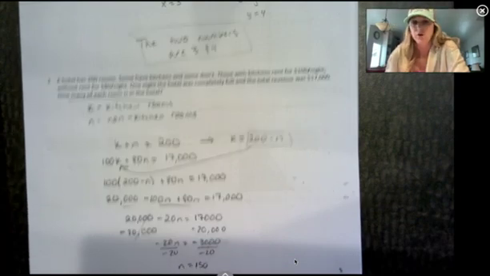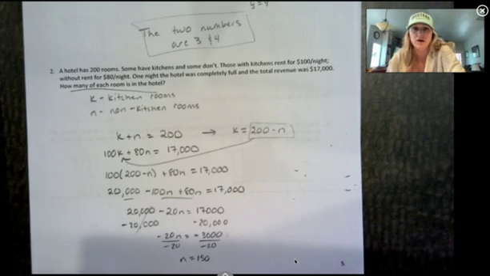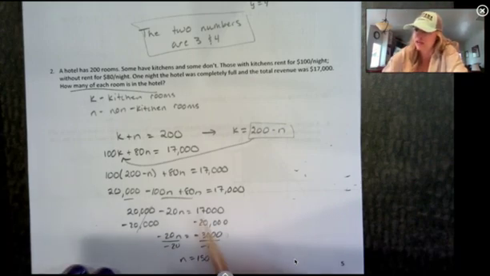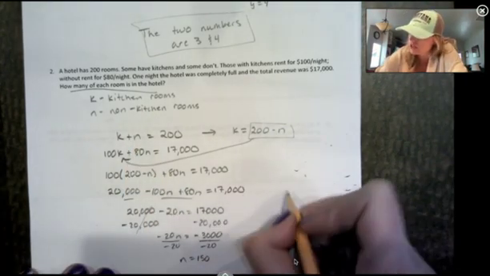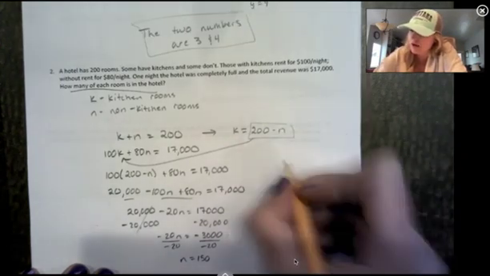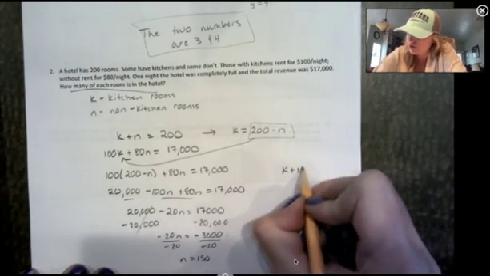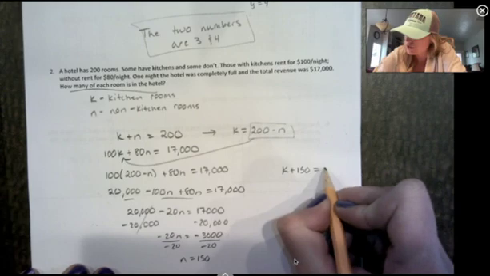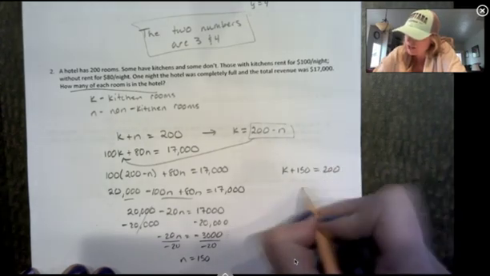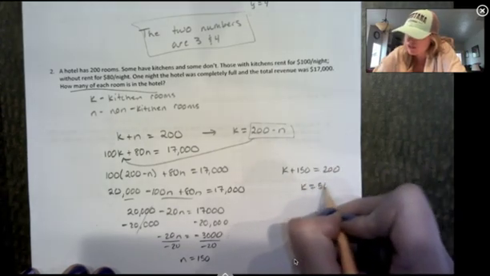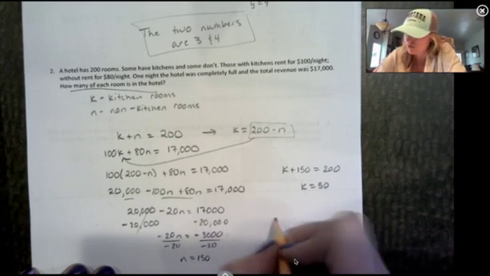Okay, so n, remember, was representing the number of non-kitchen rooms. So I'm going to take n, I'm going to plug it back into that top equation to get k. So I have k plus n, which is 150, equals 200. Subtract, so k has to equal 50. So there are 50 kitchen rooms.